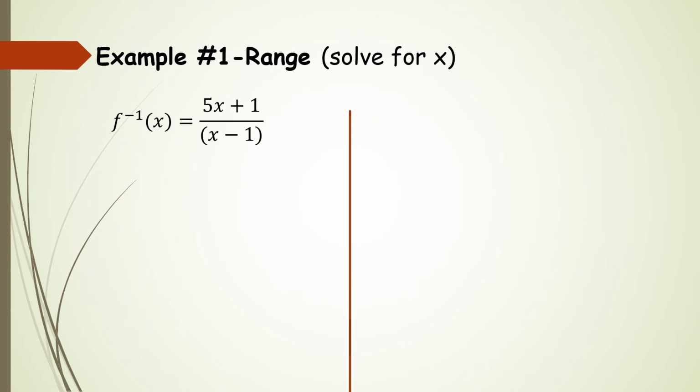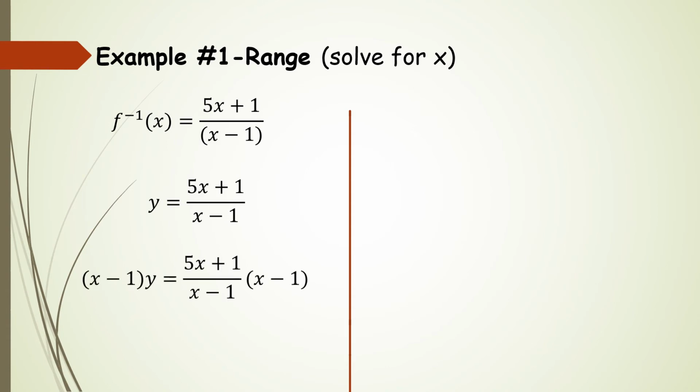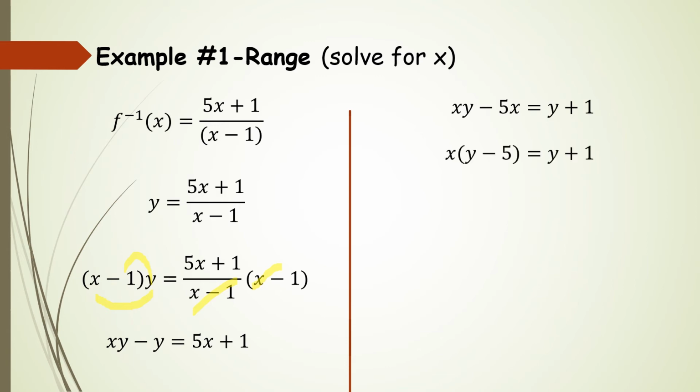Hanapin naman natin ang range ng ating inverse function. Represent ulit natin as y is equal to 5x plus 1 all over x minus 1. By multiplying both sides by x minus 1, cancel ito. Magkakaroon tayo ng xy minus y. Pagsamahin natin lahat ng x sa isang side lamang. So, magkakaroon tayo ng xy minus 5x is equal to y plus 1. Gawin natin monomial factor ang x. So, magkakaroon tayo ng x times the quantity of y minus 1 is equal to y plus 1.